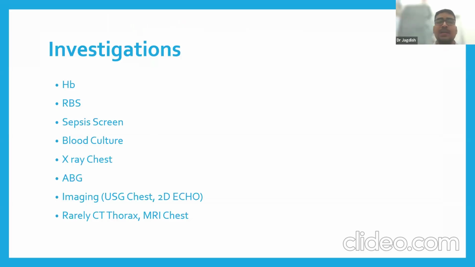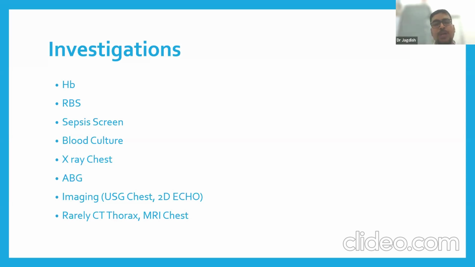So coming to the next step, the investigations. The basic investigations: go for a PCV to rule out polycythemia, look for RBS to rule out hypoglycemia, then a sepsis screen to rule out whether the baby has congenital pneumonia or early onset sepsis. Blood culture, if you are planning to start antibiotics and thinking of sepsis. X-ray chest or lung ultrasound, in the present era, to look for what may be the possible lung pathology. Then blood gas to know the severity of the respiratory distress, whether oxygenation and ventilation are happening correctly or not.